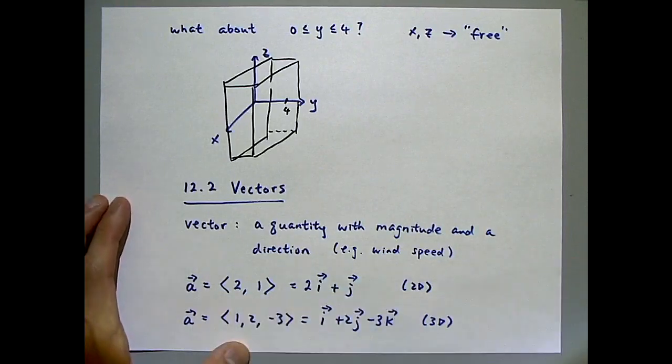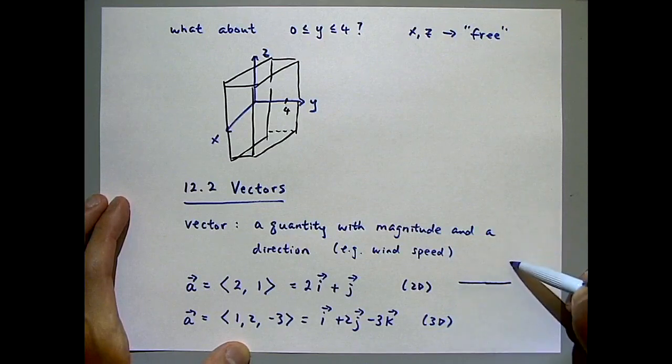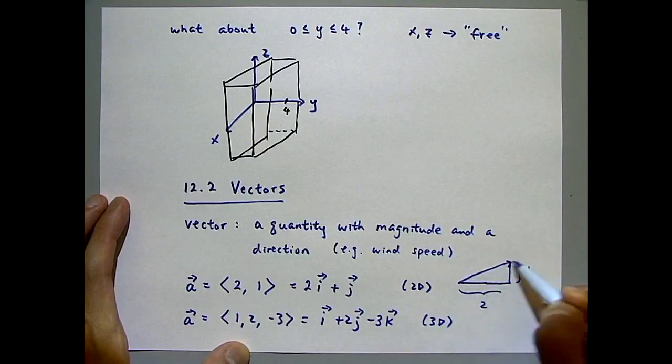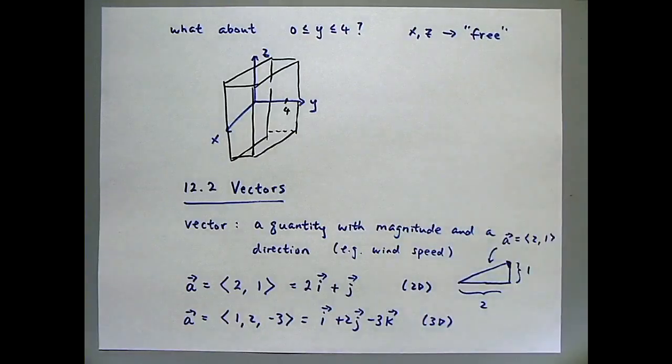And the first one, the top one here, for example, this means that we go to the right by 2 units, and then we go up 1 unit. So this is 2, this is 1. And this right here, this is our vector A, 2, 1, right? So 2i means you go to the right by 2. 1j means you go up by 1. If it's negative, you go the other way.